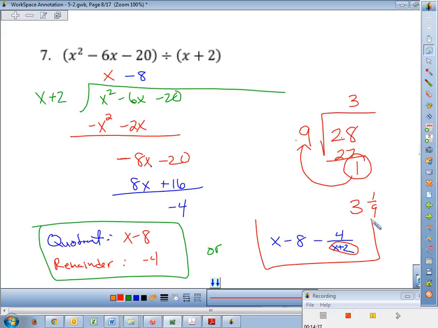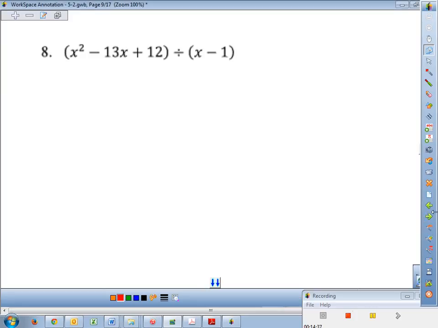So put a box around both of these. The quotient is this. The remainder is that. You'll see it written very often as the quotient, remainder over this divisor right here. Okie dokie? Don't forget, ask questions if you have them. That's where we kind of faltered at the end of the semester. Next one, go for it.